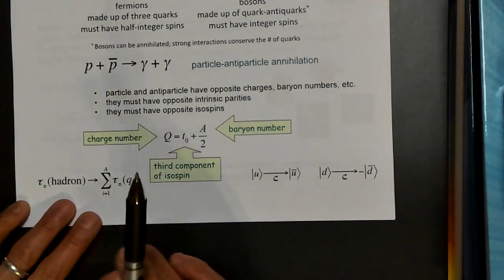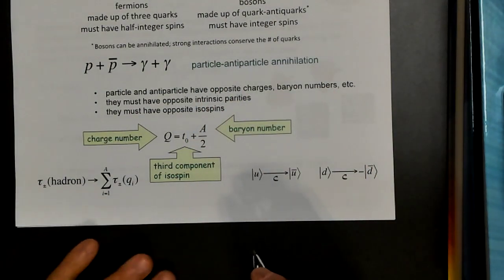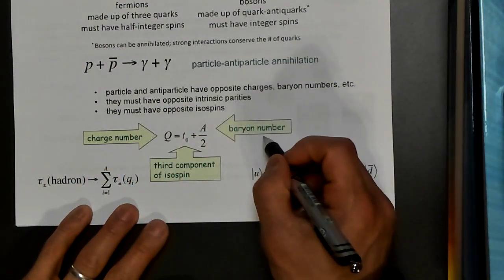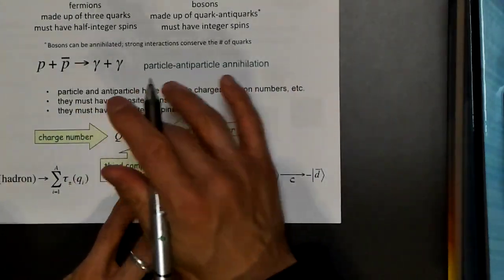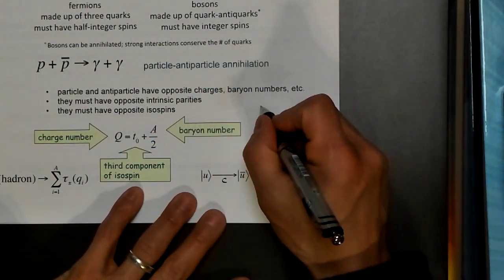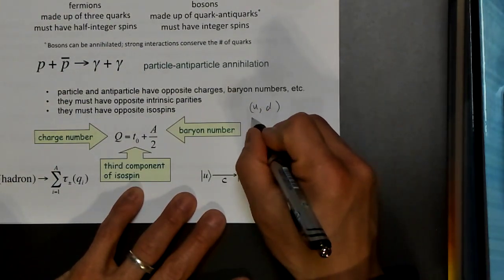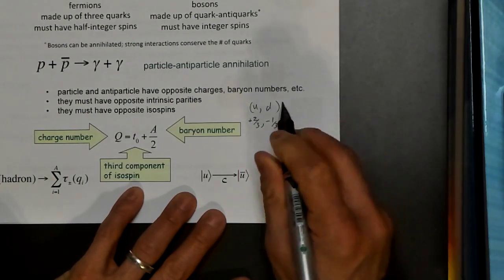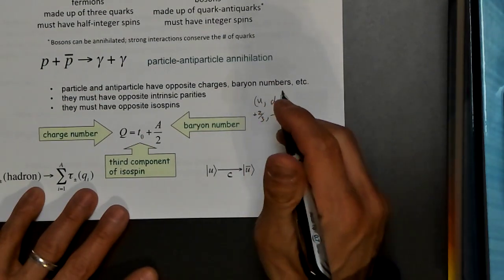Okay, so let's just write down a very simple rule to make the connection between the charge and the baryon number. Let's do this at the quark level, for the up and down quarks. The charges of the up and down quarks are plus 2/3 and minus 1/3. Up quark is plus 2/3, the down quark is minus 1/3.